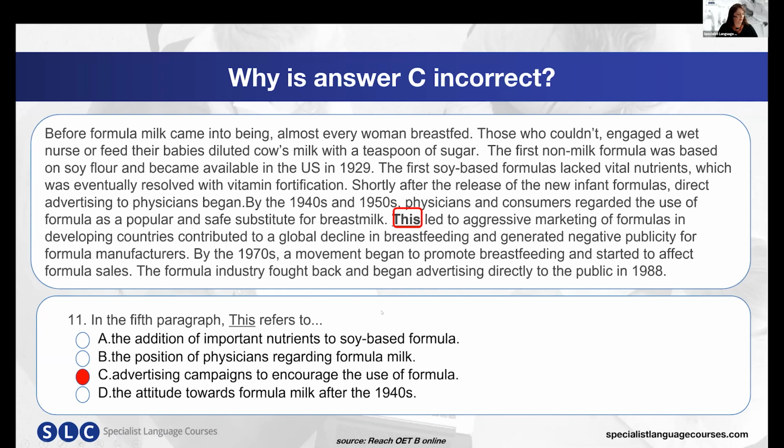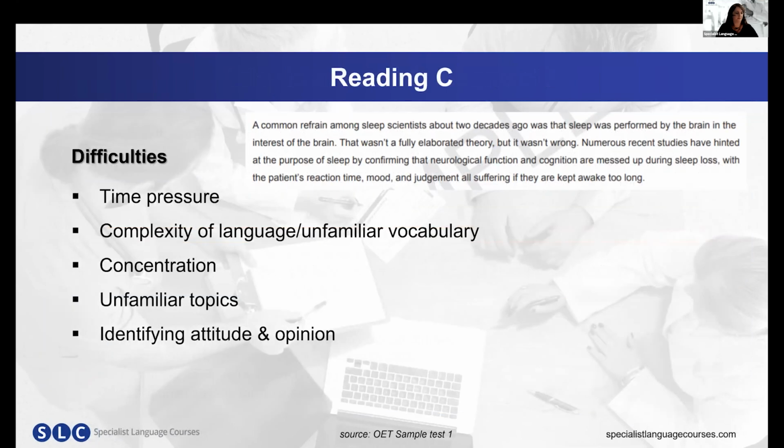Okay, so reading C. Some of the difficulties that you may come across with reading C is time pressure. You have to be very careful and organize your time well and not be tempted to read every text in detail and take a long time over it, as you may do if you're reading an article for continuous professional development. One of the other difficulties is complex language and unfamiliar vocabulary. So you need to have ways of dealing with unknown vocabulary and build up your vocabulary.